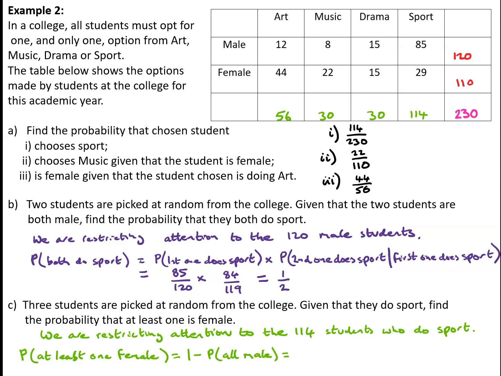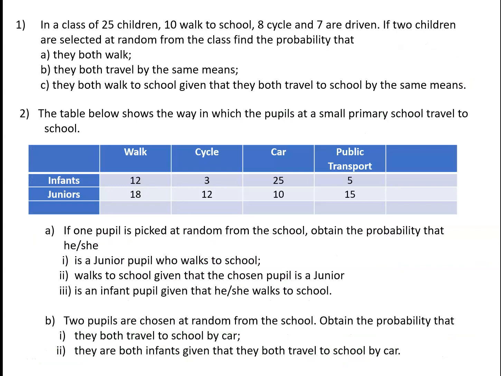So the probability that all 3 that we get are going to be male is going to be 85 over 114 times 84 over 113 times 83 over 112. So the probability at least one is female is going to be 1 minus 85 over 114 times 84 over 113 times 83 over 112, which gives me 0.589.